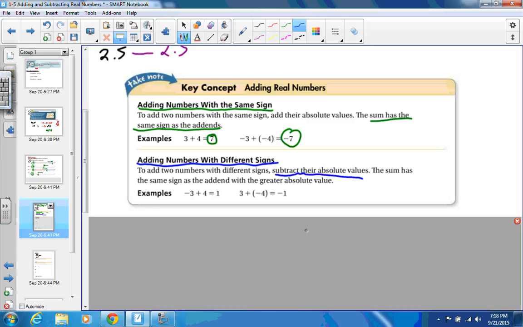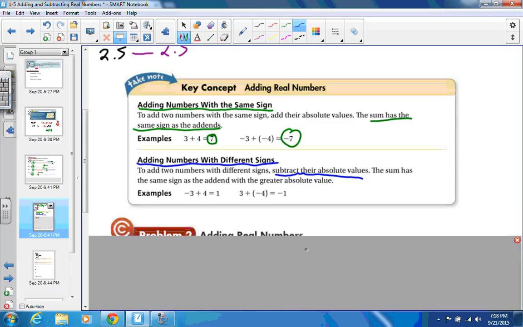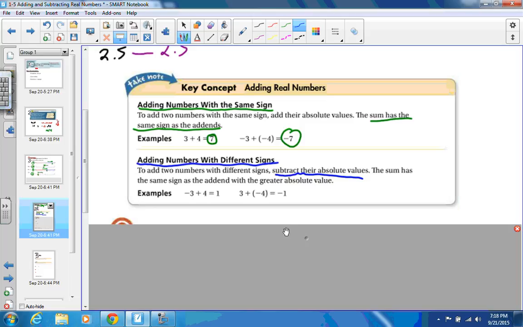The sum has the same sign as the addend with the greater absolute value. So what we're going to do here, if we have negative 3 and positive 4, we're adding these two together. The absolute value of negative 3 is 3, and the absolute value of positive 4 is 4. So the difference between those two is 1. And you take the same sign as the addend with the greater value. So 4 is bigger, so it's going to be a positive 1.